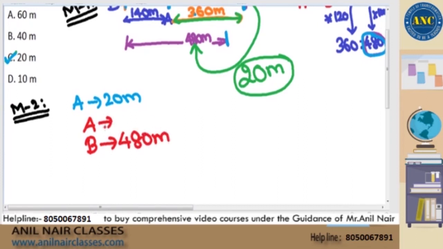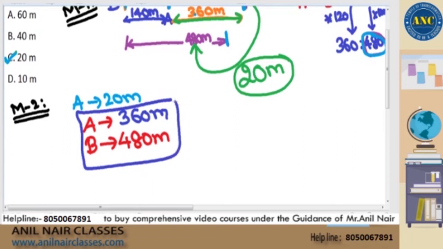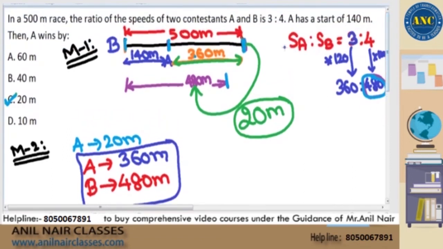A has already reached 500. But A has traveled for how much distance? A has traveled only 360 meters because the first 140 is the start. 360 is to 480. Check whether the ratio given in the question is 3:4. Yes, 360 is to 480 is nothing but 3:4. Because my statement in the question is becoming right, my assumption is also right. A wins by 20 meters.